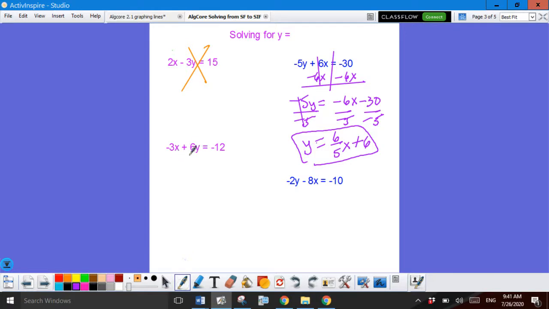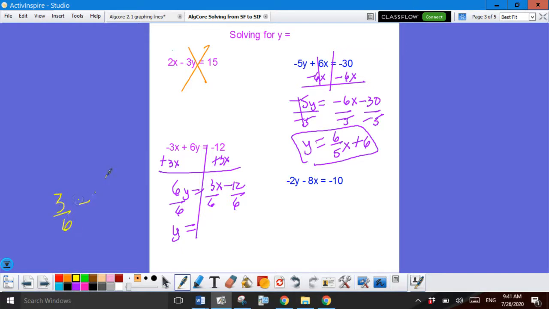Okay, let's look at this one. Add my x this time. So 6y equals 3x minus 12. Divide by 6. Y equals 3 over 6. Simplifies to 1 over 2. So 1/2 x, -12 divided by 6 is a -2.